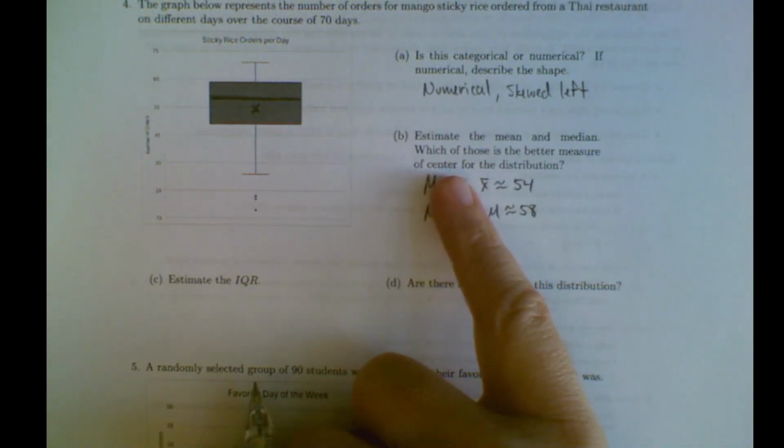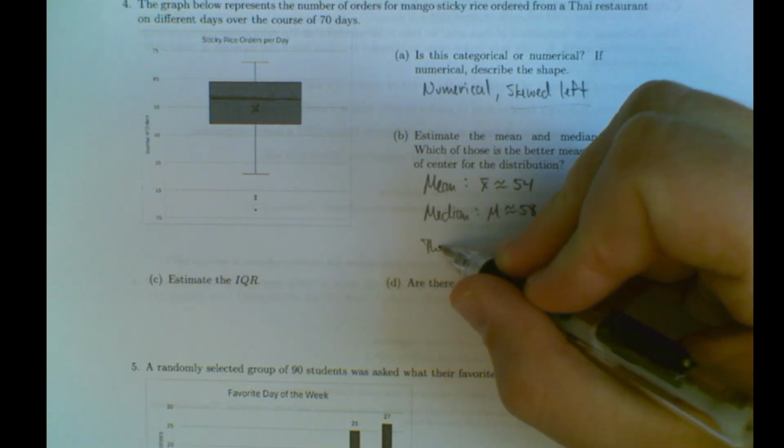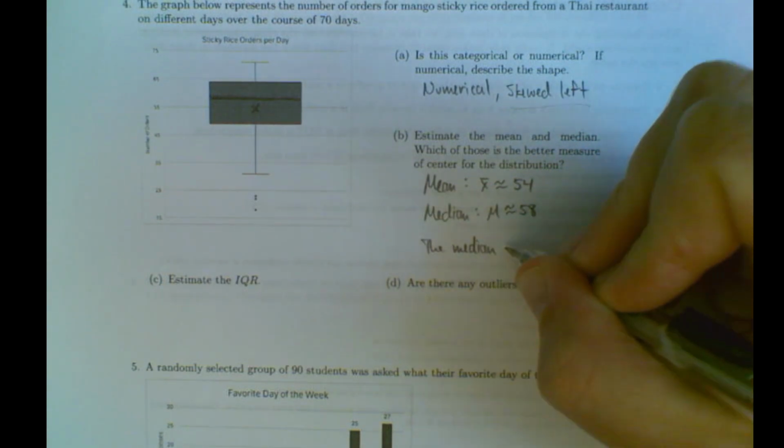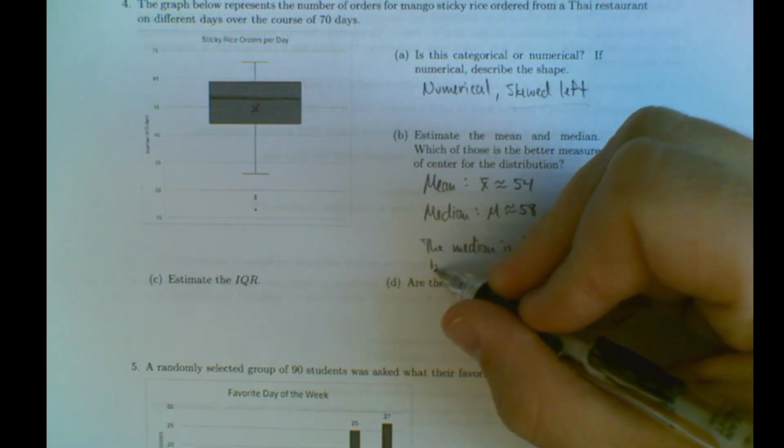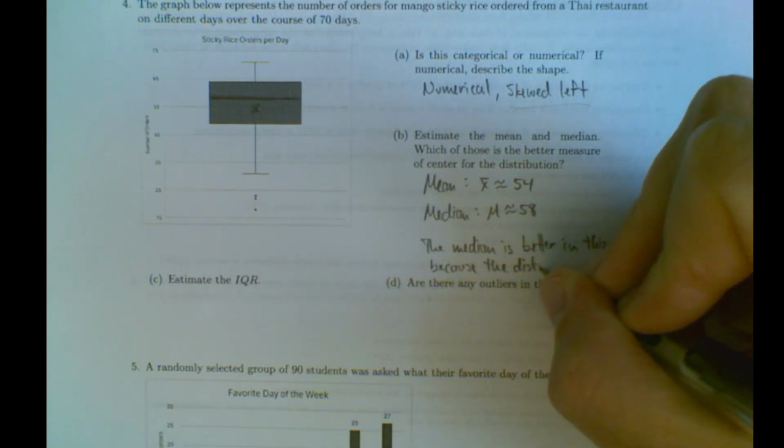If you have the data labels, it would be even easier, right? Part C asks us to estimate the IQR. Oh, wait. We were asked which of these measures of center is a better measure of center. Well, this is a skewed left distribution, so we would use the median, right? The median is better in this case because the distribution is skewed.